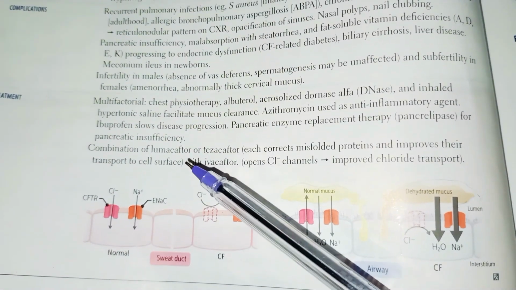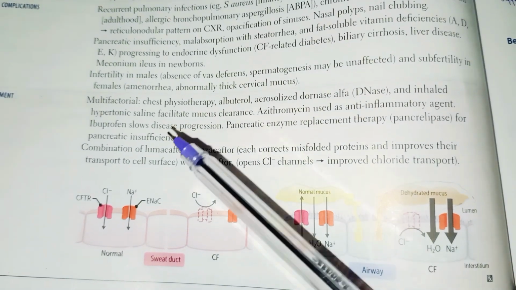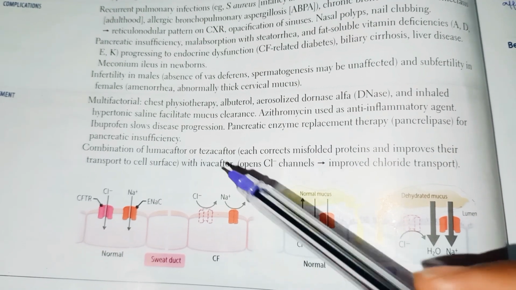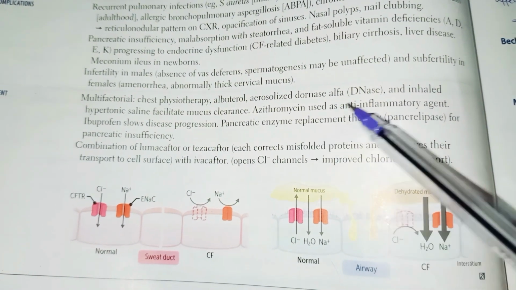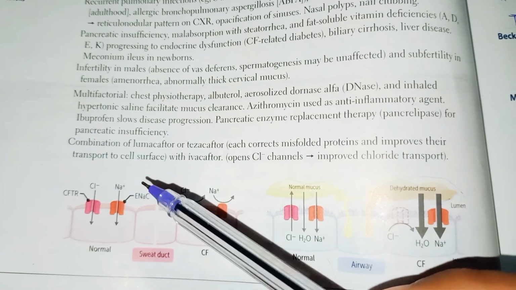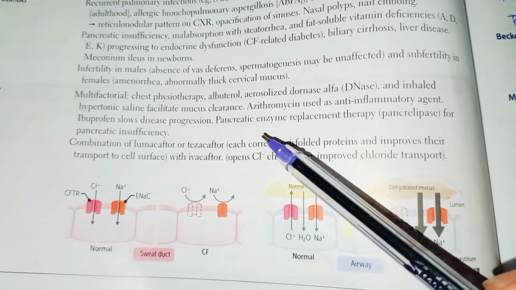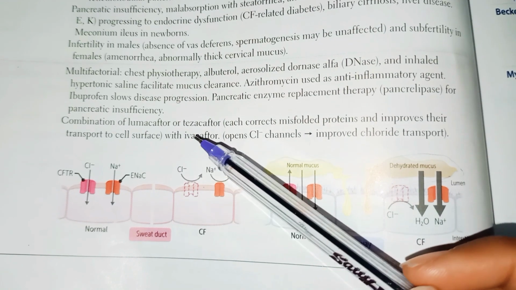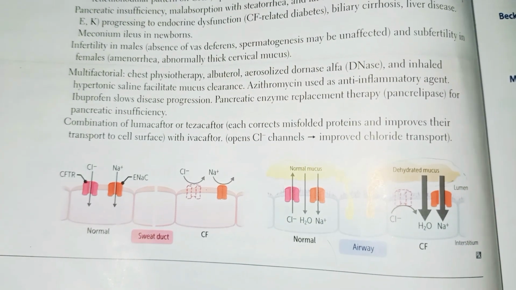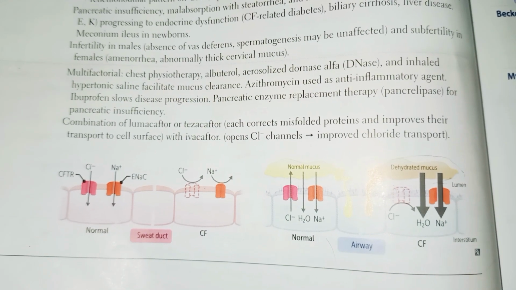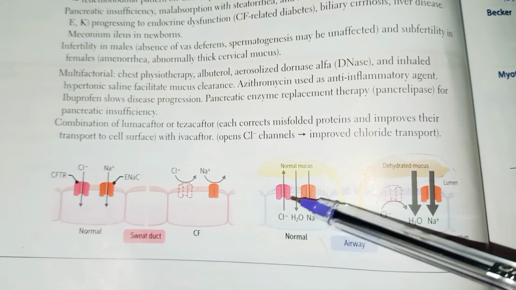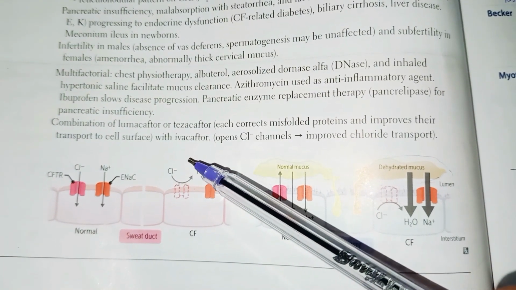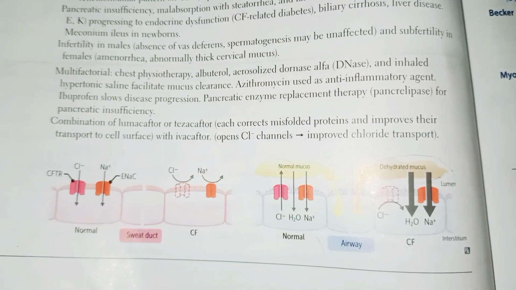Treatment is chest physiotherapy or albuterol. Also, you can use some inhaled saline, so that we can somewhat loosen the mucus and clear it. You can also use azithromycin as an anti-inflammatory agent, ibuprofen to slow down the disease progression, and also pancreatic enzyme replacement therapies are used. We can also use a combination of lumacaftor or tezacaftor, which corrects misfolded proteins, so that we can improve this process, so that CFTR can again function well. We can improve that protein with also ivacaftor, which opens chlorine channels and improves the chlorine transport.